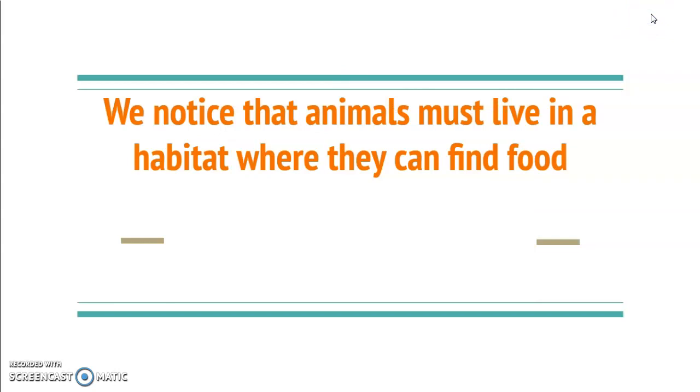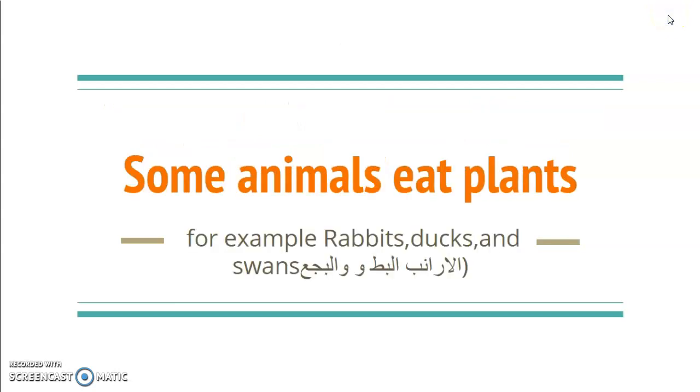We notice here that animals must live in a habitat where they can find food. All living things also live so they can find food. Not only animals, also human beings. So, the animals must live in a habitat where they can find food. Some animals eat plants. Repeat: some animals eat plants.